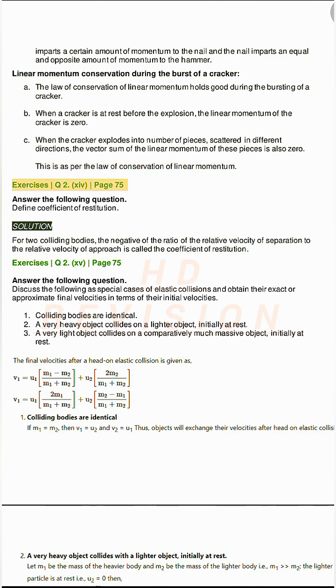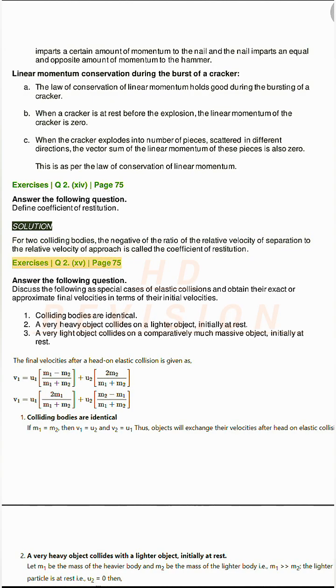Exercises Q2. XIV, page 75. Answer the following question. Define coefficient of restitution. Solution. For two colliding bodies, the negative of the ratio of the relative velocity of separation to the relative velocity of approach is called the coefficient of restitution.